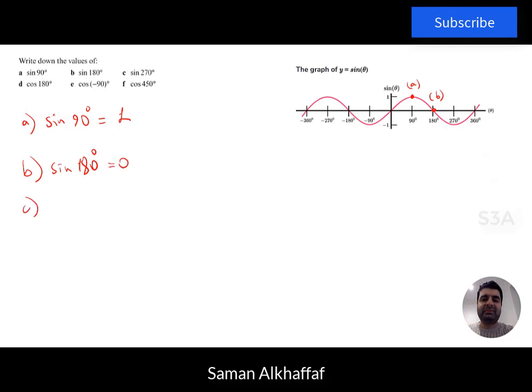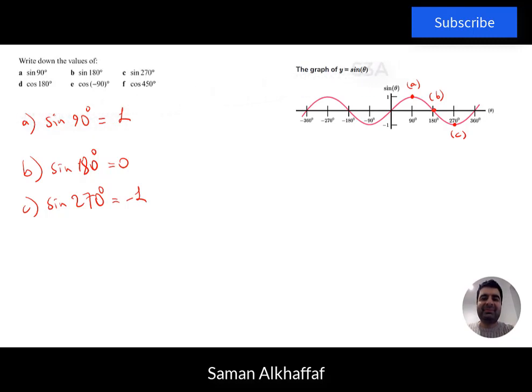We also can look at sine of 270 degrees, and looking at the sine graph, that tells us that sine of 270 is in the negative coordinate, so that will be -1. And this will be our answer for sine of 270 being -1.